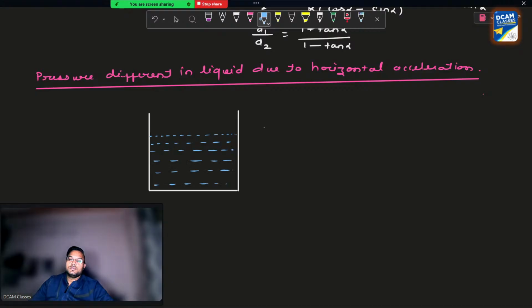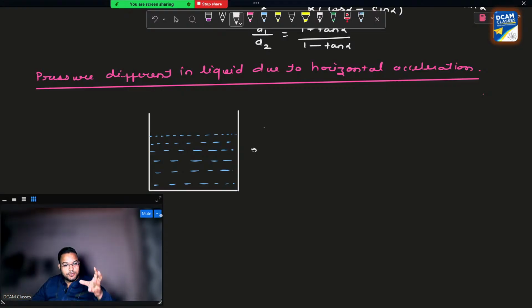Now, have you observed it? Observe this kind of thing. Whenever a liquid is present in a container or inside a truck or lorry, it is fully covered, so we are not able to see it. But what happens when we push something? Suppose you have a glass full of water and you move forward with some kind of jerk, what will happen? The liquid will come backwards.